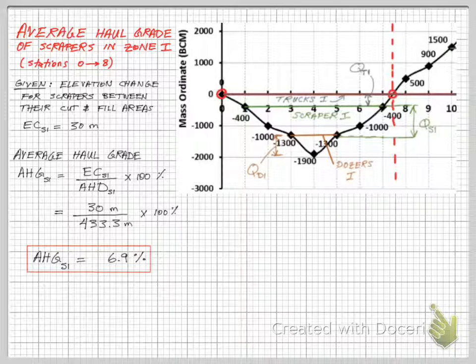This is the end of this exercise. In future videos, we'll see how the average haul distance and grade affect the operation productivity and unit cost.